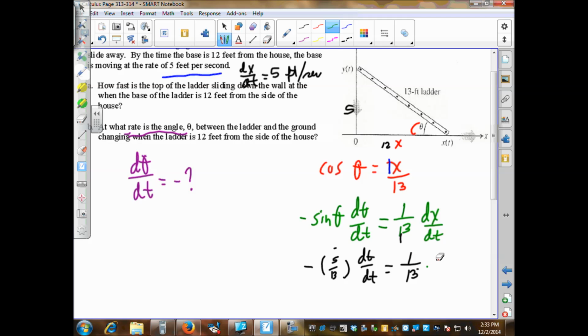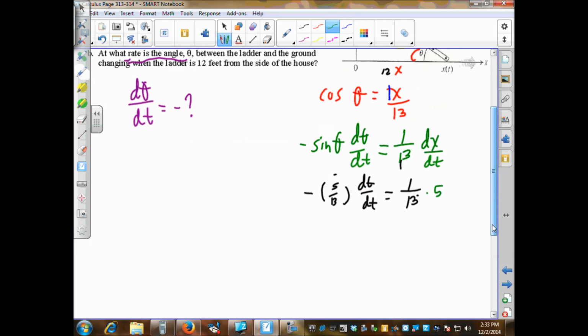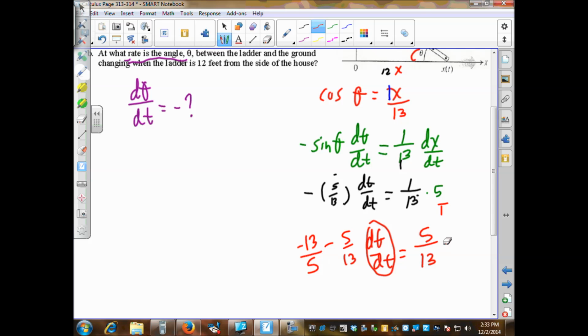Okay, and dx dt is 5. We get that from here. So we have negative 5/13 d theta dt is equal to positive 5/13. We can solve for what we're looking for by multiplying both sides by negative 13 over 5, the reciprocals. We get d theta over dt is equal, all that cancels, to -1.